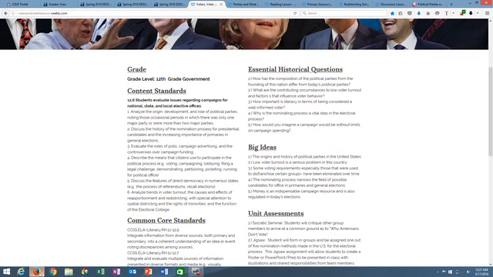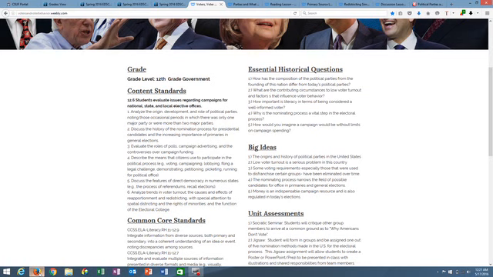First one, 12.6.1, is analyze the origin, development, and role of political parties, noting those occasional periods in which there was only one major party or more than two major parties. Number two, discuss the history of the nomination process for presidential candidates and the increasing importance of primaries in general elections. Number three, evaluate the roles of polls, campaigns, advertising, and the controversies over campaign funding.